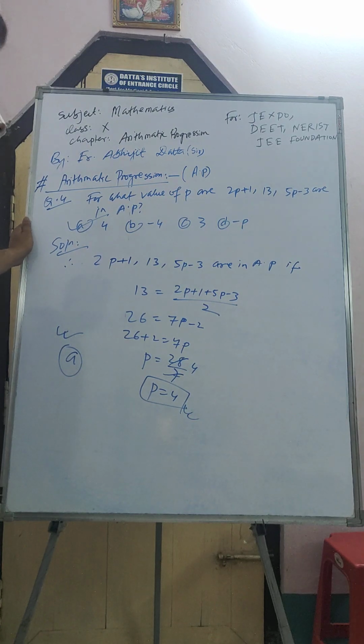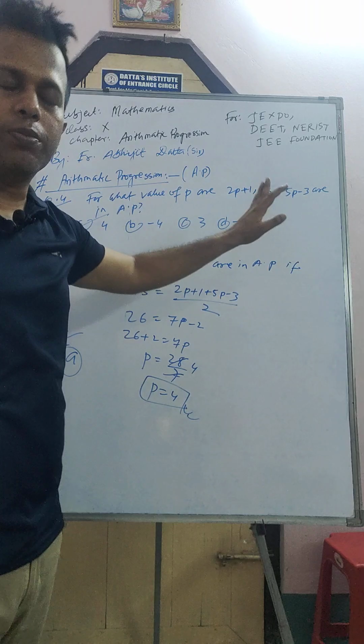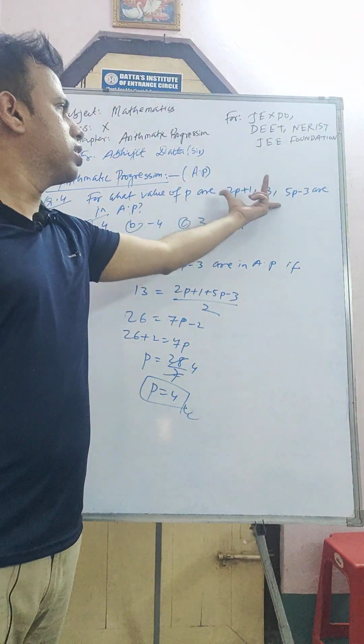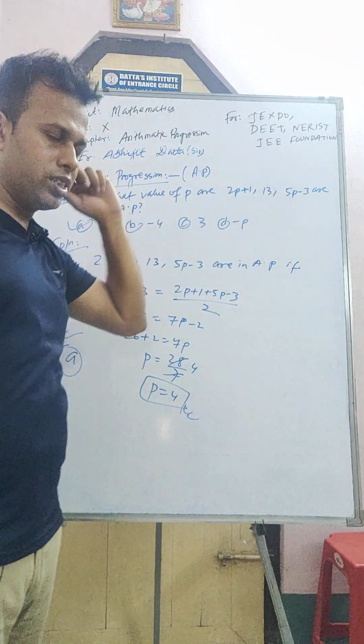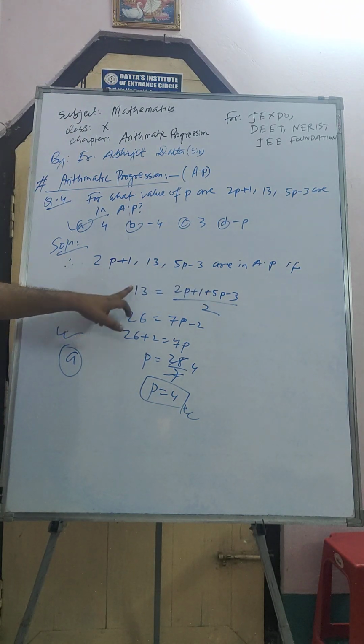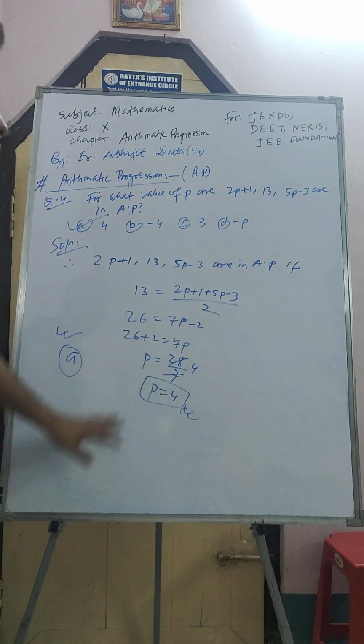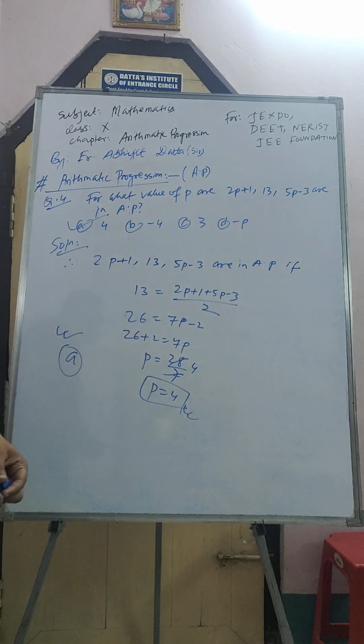So what I'm doing here, they have given, for what value of P we have to find out so that these three terms are in AP. So what is the method to find out? If these are in AP, then this one will be the second term, so the second term will be first term plus third term by 2, and after simplification, P equal to 4. That is option A is correct. Got my point? Okay.